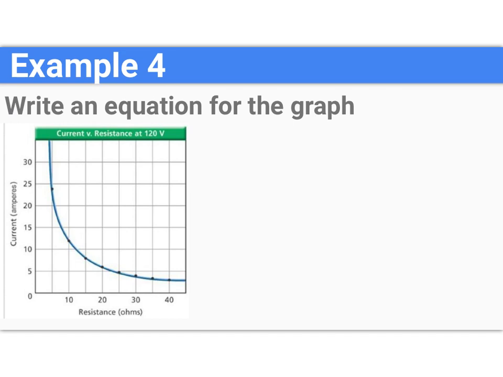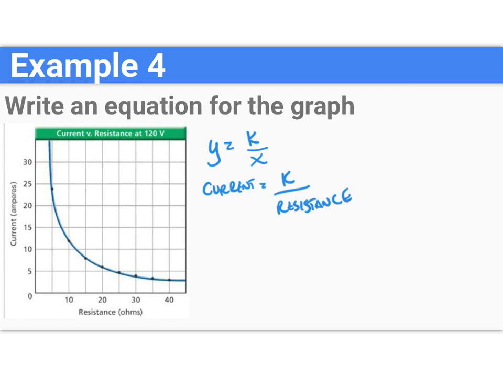Okay, let's look at example 4. Write an equation for the graph. We got y equals k over x. So our y is current, our k is k, and our x is resistance measured in ohms. So let's see if we can find this.